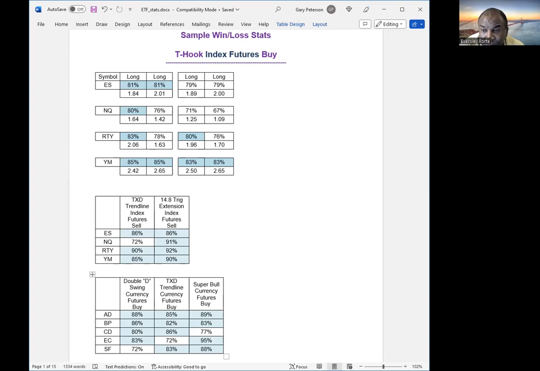Even below 80%, we're still winning. We're still making money, but we want to have a little bit of cushion. But the stats are updated based on real trades, and it's an ongoing process.